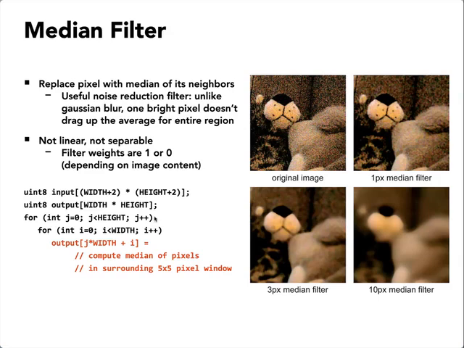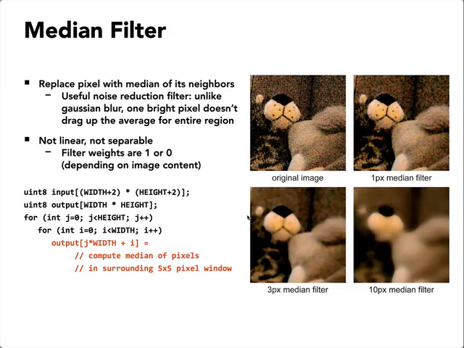The pseudocode for this is really simple. Here's the input and the output images. We just iterate over all pixels in the image, and then we set the output image pixel at position j times width plus i equal to a little bit of code that I omitted here. I just put a comment saying: compute the median value of all the pixels in the surrounding neighborhood. In this case I've assumed a 5 by 5 pixel median, so the median pixel value in the 5 by 5 pixel region of the original input image.